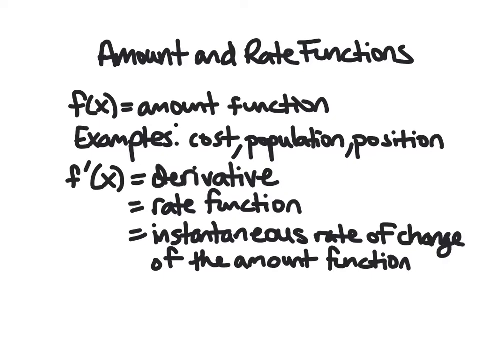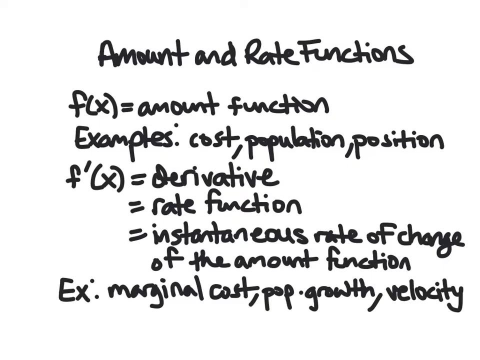Okay, so looking at our examples above, let's translate them into the rate functions. The rate of change of cost is marginal cost. We would then talk about the growth or decay of a population. A population could be decreasing. And for position, the instantaneous rate of change is velocity. All right, and that's going to be the example that we focus on in this video.